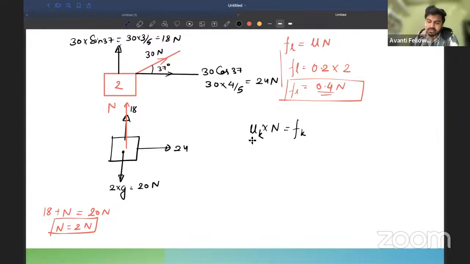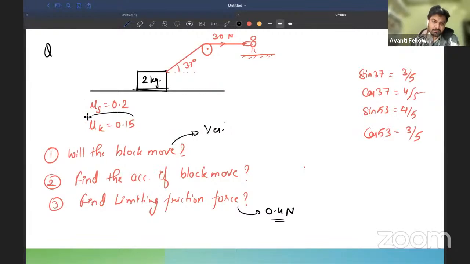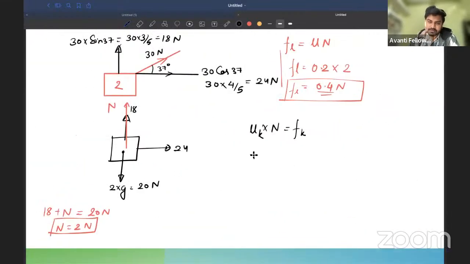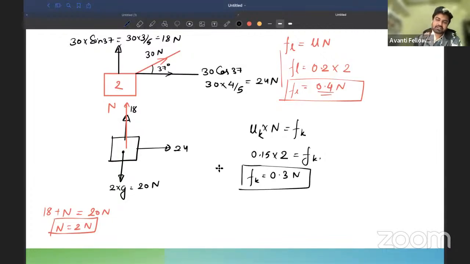सो म्यू के काइनेटिक कितना है, 0.15, normal is 2, this is kinetic frictional force, so kinetic frictional force is 0.3 newtons. Okay, अब tension khatam. Why? Because now when the block moves, let's say this is the block again, it will be having a force of 24 newtons and kinetic frictional force will be acting backwards, that is 0.3 newtons, and mass is 2.